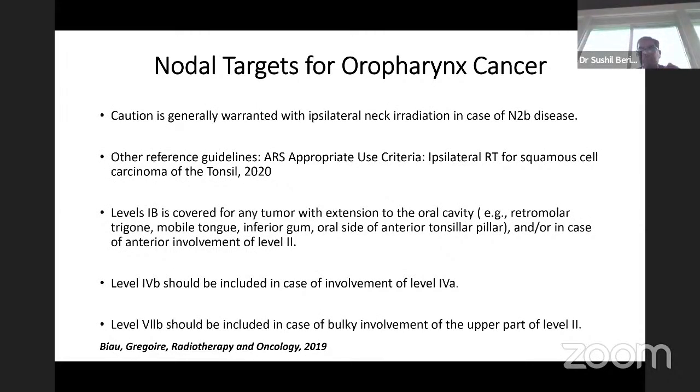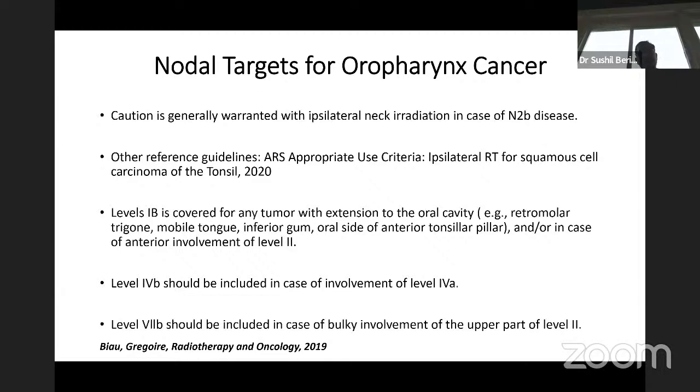Now for nodal involvement, we don't include level 1B for oropharynx cancer because 1B inclusion increases the risk of baseline xerostomia from the submandibular gland, unless the oral cavity is involved or there are bulky level 2 nodes. Level 4B should be included in case of level 4A involvement. If there is a lower neck node, then you include 4B, which is up to the manubrium sternum. But if level 4 is negative, you can decrease the dose to the lower neck. Now level 7B, which we talked about, is the retrostylar node.